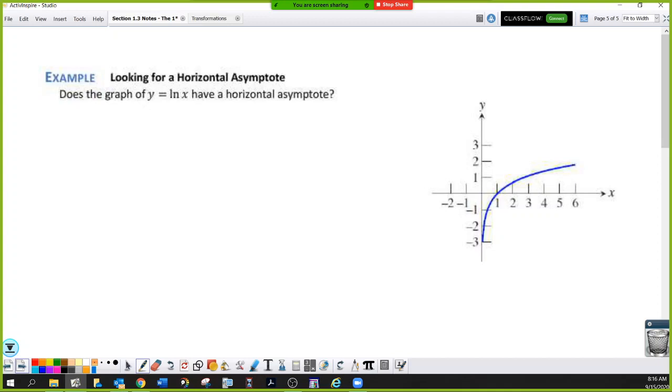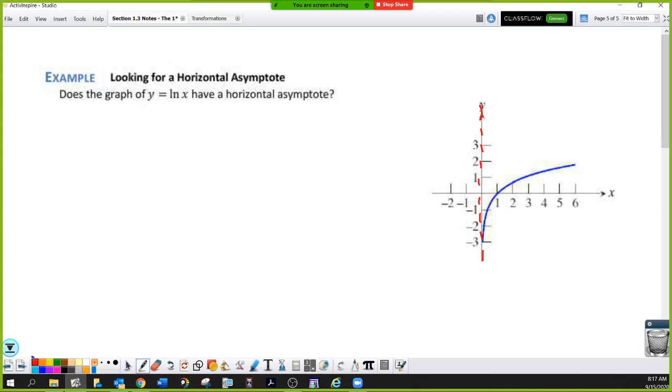So this is y equals ln of x. It's simply asking, does it have a horizontal asymptote? What do we say? Yes or no? It does. Someone, I think, in the back said the magic word. What kind of asymptote does it have? It has a vertical asymptote. This thing, the vertical asymptote, is right there.